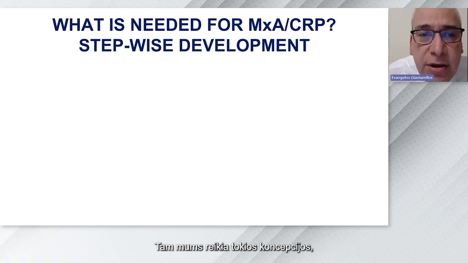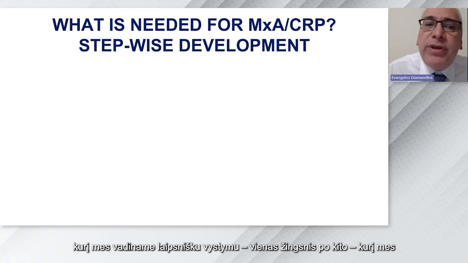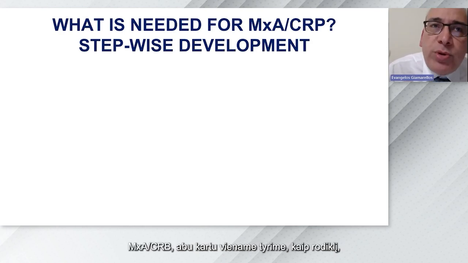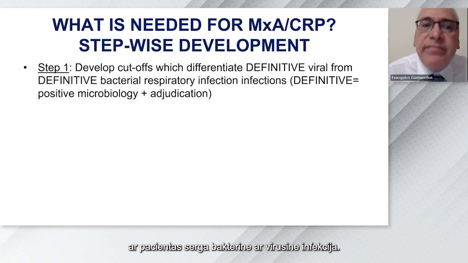And for this, we need a type of development which is completely different from any other biomarker. That type of development, which we call stepwise development, one step after the other, we elaborated in order to develop MxA and CRP, both of them together in one assay, as a readout of whether the patient is suffering from bacterial or viral infection.